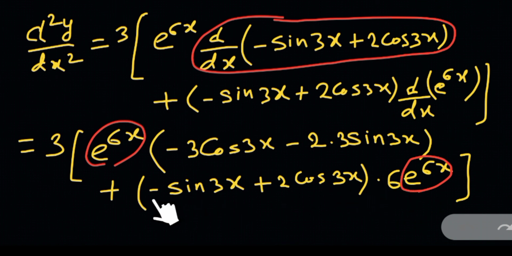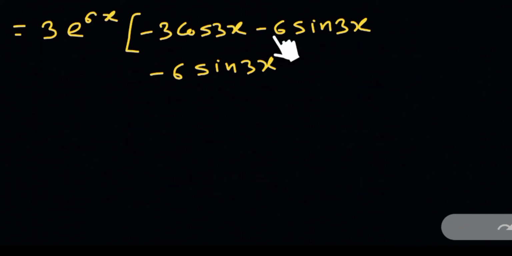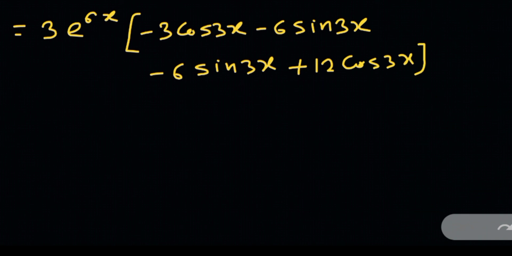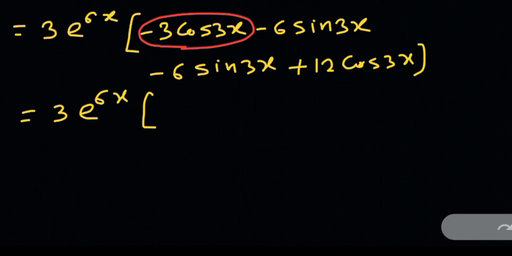6 into minus 6 sin 3x, because I only took e to the power 6x common. 6 is there, so 6 into sin 3x will be 6 sin 3x, and then plus, the second term, plus 2 into 6, 12 cos 3x. Okay, you have to do this calculation carefully. Now I will simplify again. So e to the power 6x, and inside the bracket any similar terms you will add, like minus 3 cos 3x and this 12 cos 3x.